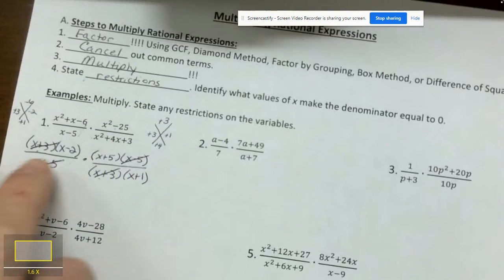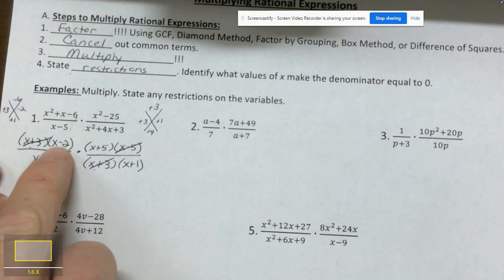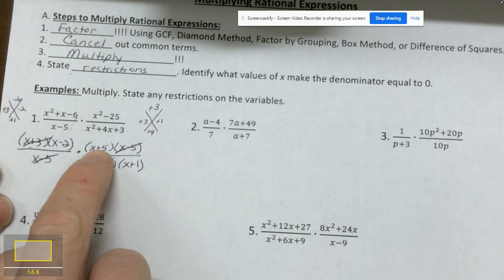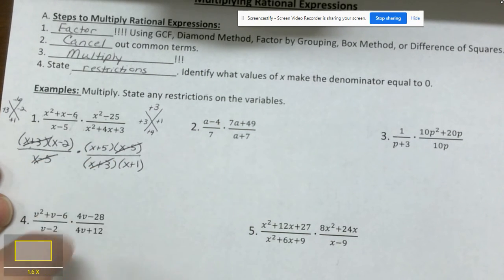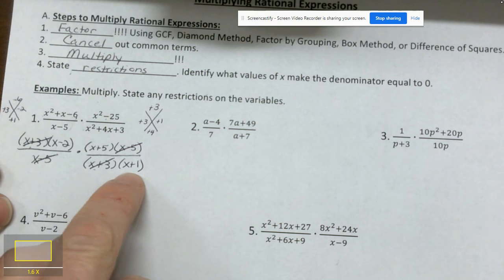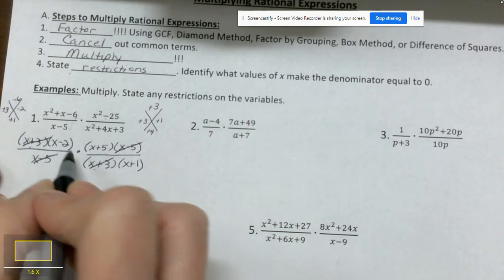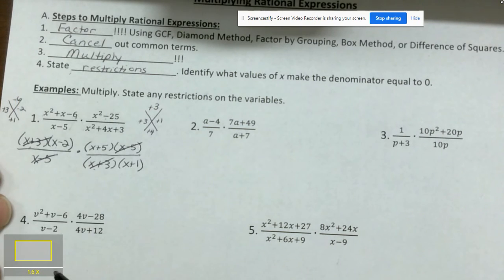Okay, now there's nothing to cancel with this x minus 2 diagonally or up and down. There's nothing to cancel with the x plus 5 diagonally or up and down. And there's nothing to cancel with the x plus 1 diagonally or up and down. So now I can move to step 3, which is multiply.